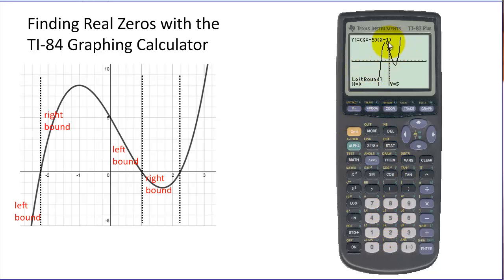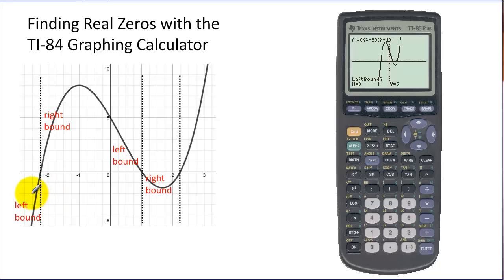Now to use this function, it's going to ask us 3 questions. It's going to ask us what's the left bound, then the right bound, and then a guess. So I've shown on here, at this point here, I put a vertical line through the zero. So left bound means it wants us to move this cursor, which is blinking here.